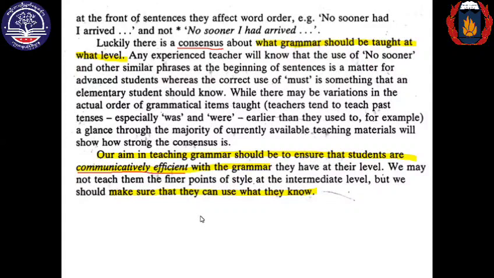I go to school yesterday. Yes, this is communicative efficiency. But in terms of grammar, we should say I went to school yesterday.